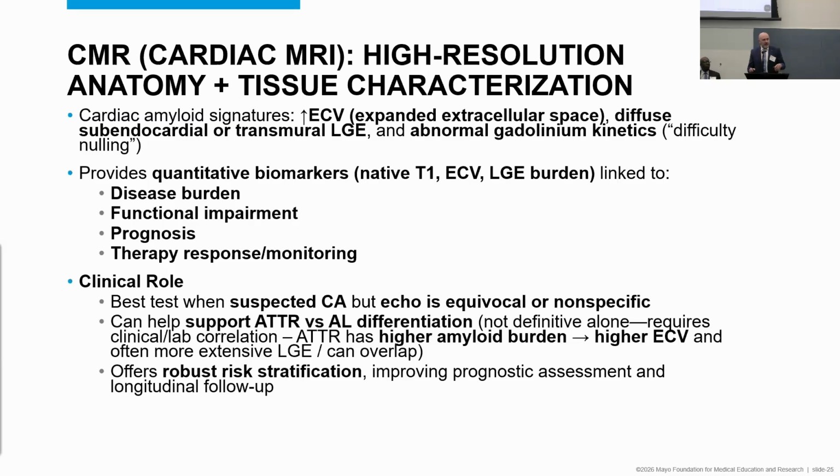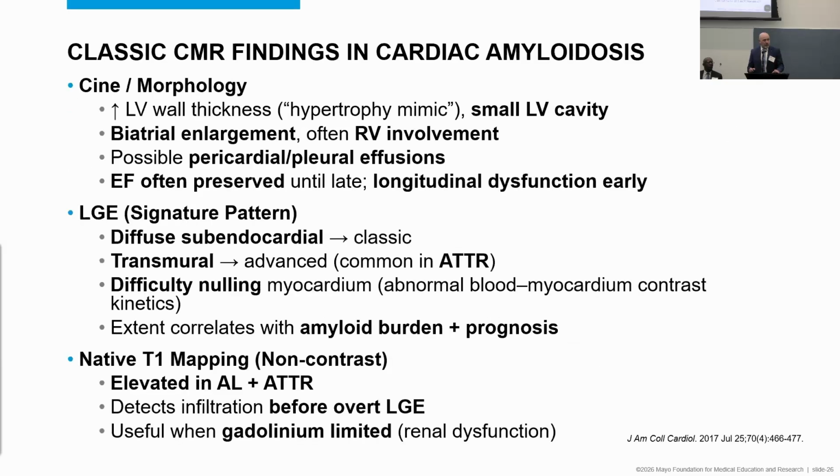Best test when we think about cardiac amyloidosis, but the echo is equivocal or non-specific. It can help support both TTR and AL. Generally with TTR, you have a higher amyloid burden, which comparatively means a higher extracellular volume and more extensive LGE, although there's some overlap. So you cannot just look at the image and say, oh, this person has AL versus TTR. And again, it allows individuals to be risk stratified accordingly.